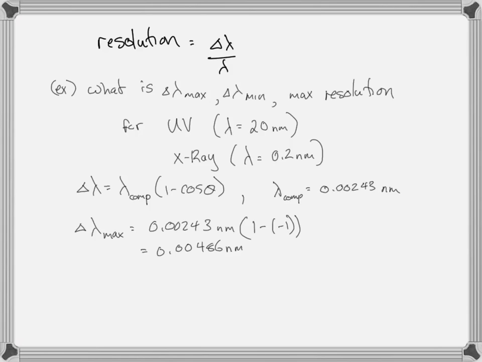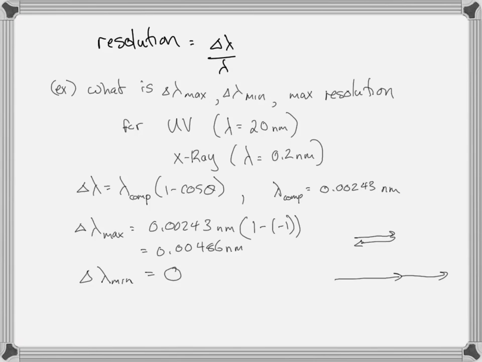Now, is that wavelength dependent? No, it's not actually. That's the maximum change in wavelength for any color light. So that is true for both UV and X-ray light. What is delta lambda minimum for any color light? 0, because theta could be 0 and then delta lambda is 0. And remember, delta lambda max comes when the photon bounces back 180 degrees, and delta lambda minimum comes from when the photon travels straight through and doesn't lose any energy to anything.